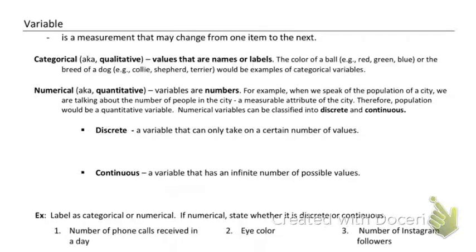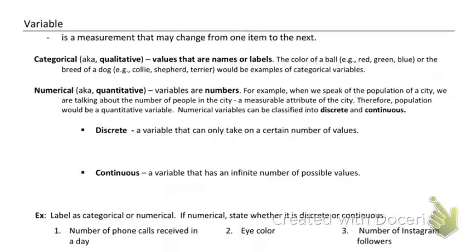Categorical values are names or labels. Think about the color of a ball. It's either red, blue, something. It falls into these neat little bins. Or think of a breed of dog. A collie, a shepherd, a terrier would be good examples of categorical variables. It's a name or a label for a group of things.